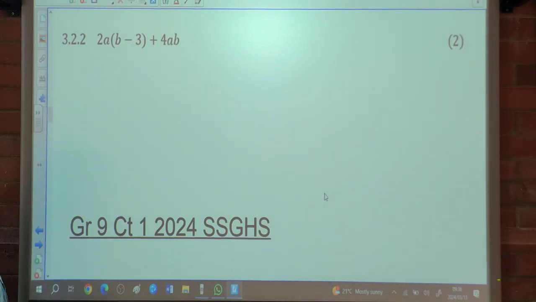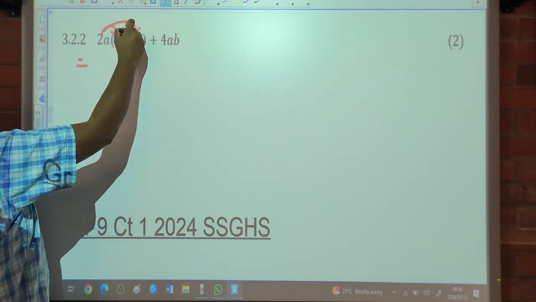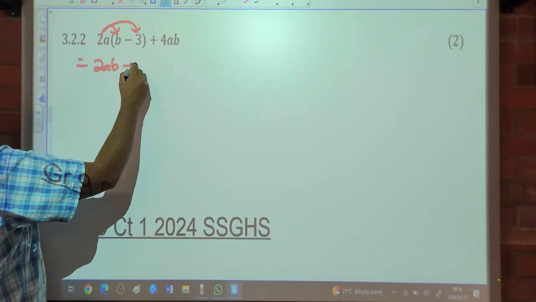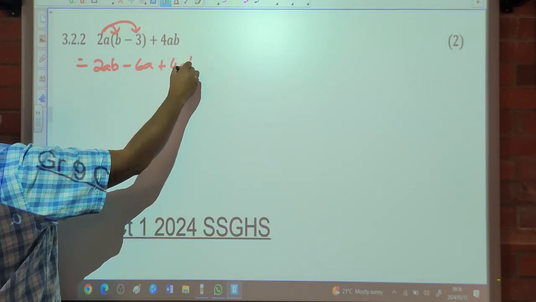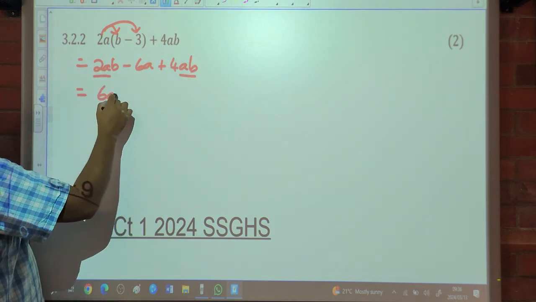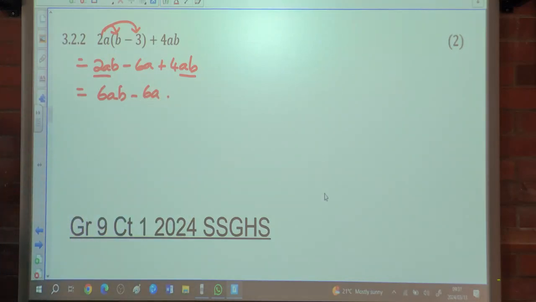2.2.2. So what do we have to do here? Put the brackets first, not some. So 2a times b, 2ab minus 6a plus. So what do we look for now? So it's going to give you 6ab minus 6a. Any confusion there?